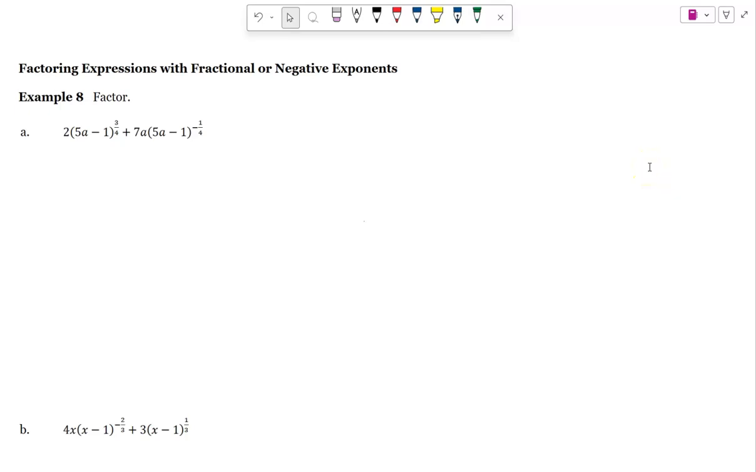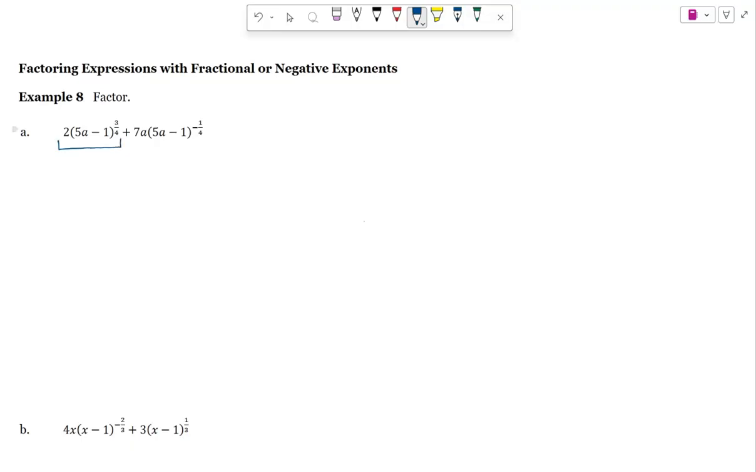Factoring expressions with fractional or negative exponents. In these examples, we are going to be factoring out terms that have exponents that are fractions. So looking at the first example, 8a, there are two terms that we're looking at in this expression.